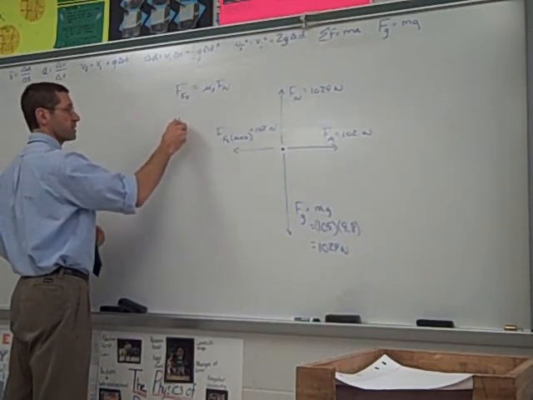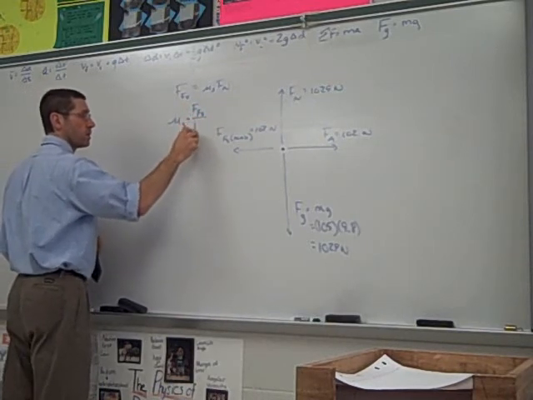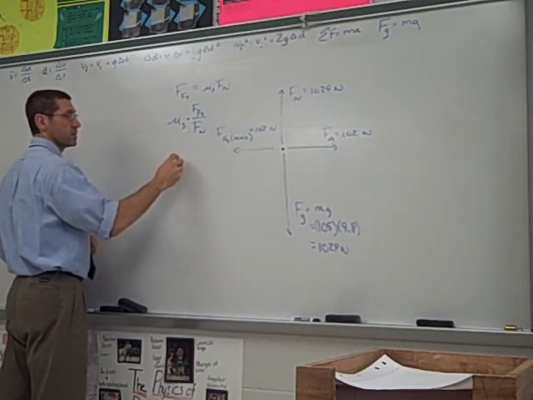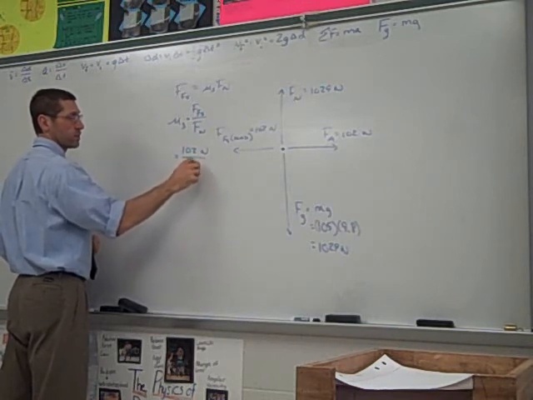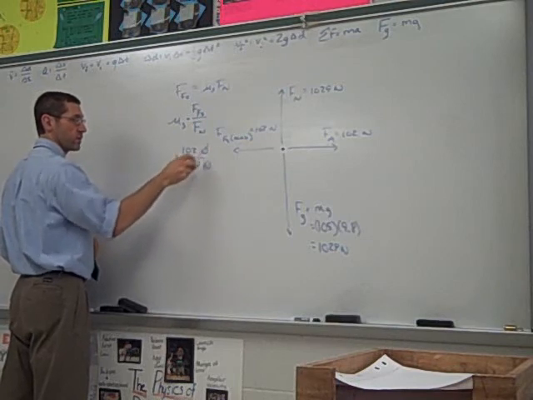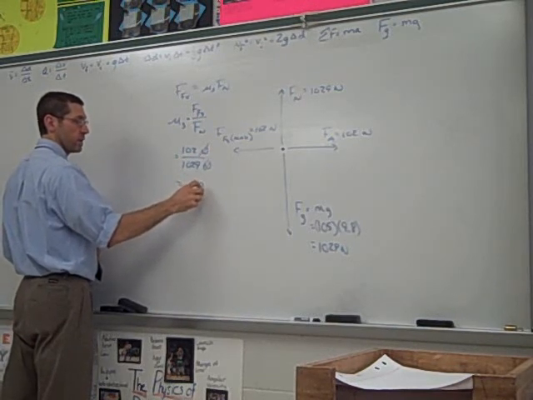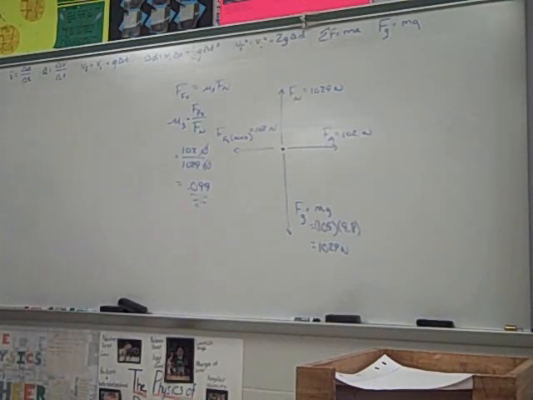So mu s is the force of static friction over the normal force, which equals 102 newtons over 1,029 newtons. The newtons cancel because it's just a ratio here, and we get 0.099 as the coefficient of static friction.